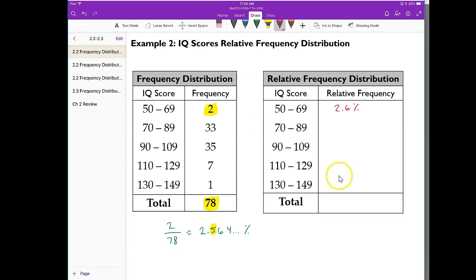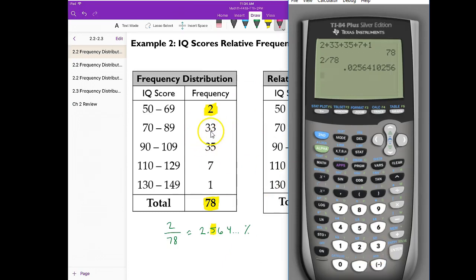All right, so I'm going to continue in that fashion. So for example, the next one would be 33 divided by 78. Again, it's part divided by whole to get each of the proportions, and then you can multiply it by 100% to get the percentage. So this would be 33 divided by 78. And then the next one would be 35 divided by 78, and then 7 divided by 78, and then 1 divided by 78.